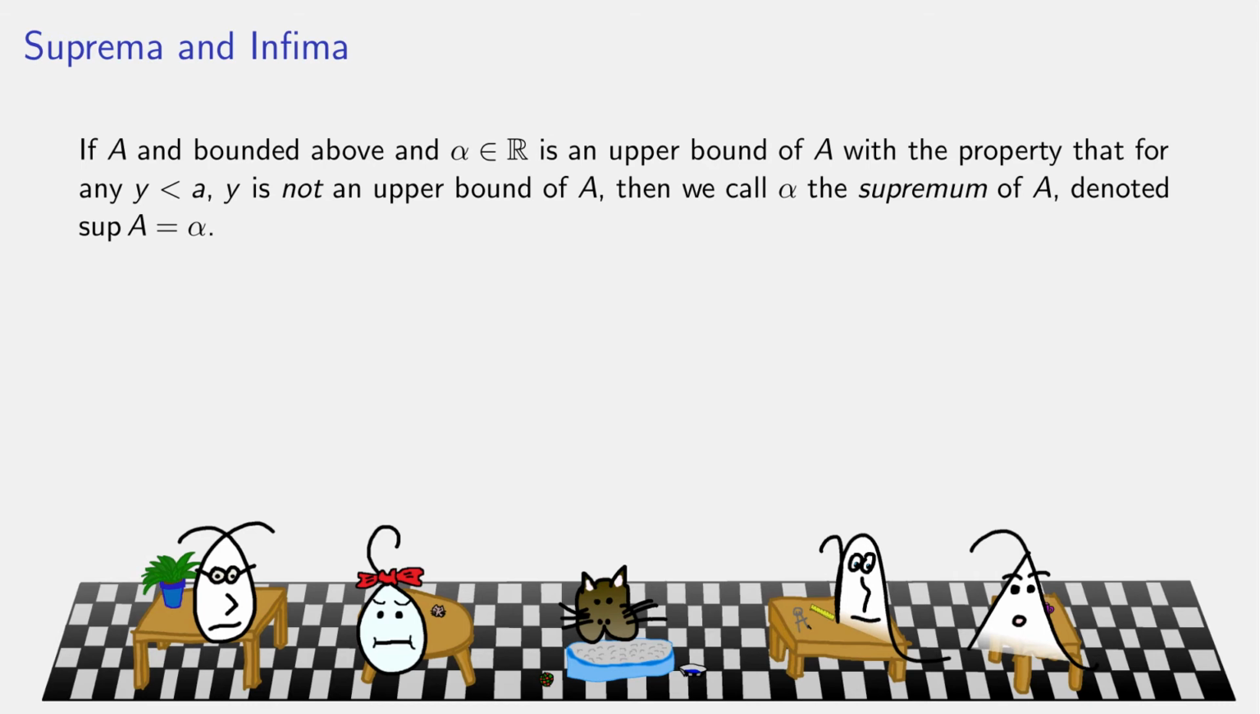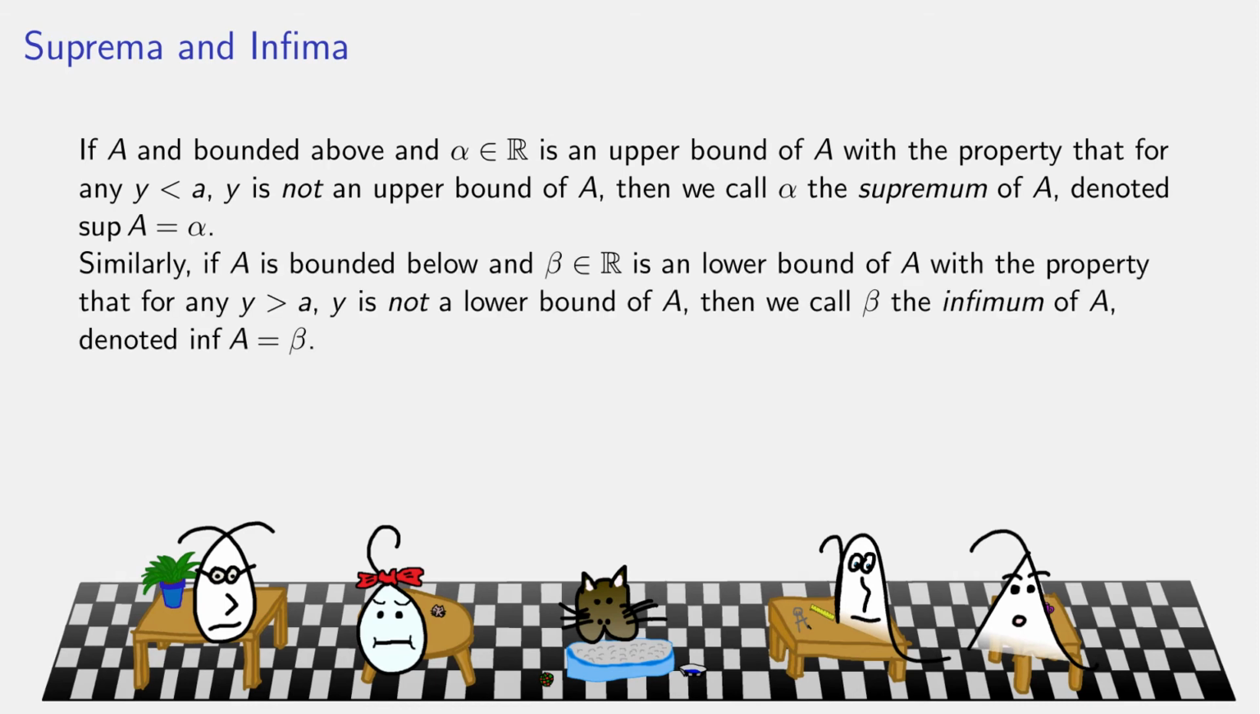Now, if alpha is an upper bound that has the property that nothing smaller than it is, this is that first scenario where the set of upper bounds has an endpoint and includes it. We call that the supremum of the set. If the set of lower bounds actually has a right endpoint that is a lower bound, we call that the infimum of a set.